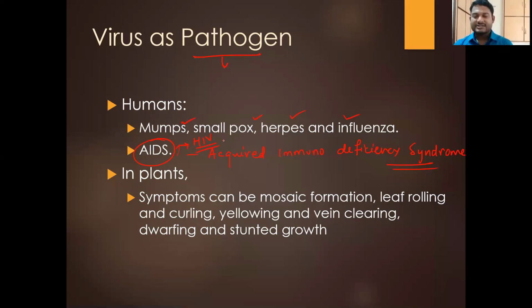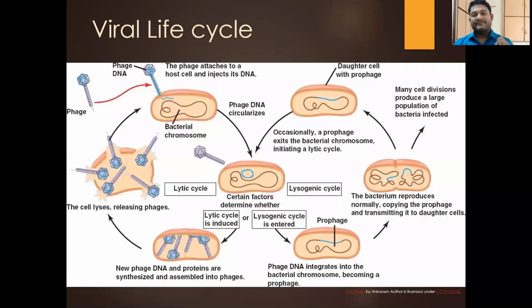In the case of plants, the symptoms can be mosaic formation, damaged leaves, leaf rolling, curling, yellowing of the leaves, damage to the veins of the leaves, dwarfing, short height of the plant, and stunted growth, a lack of proper growth. These are some of the symptoms that we see in plants and the diseases that we see in humans. Now, a very important thing we have to understand is the different life cycles of a virus. To understand that, let's look at a particular phage.